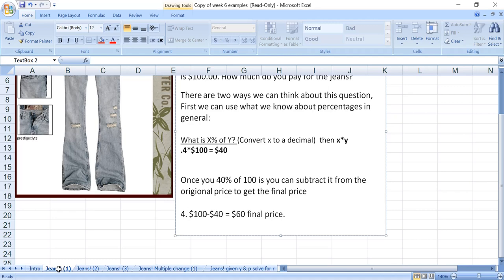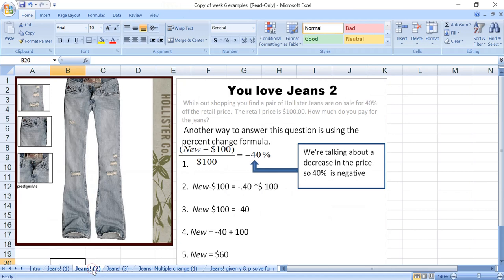But we could think about this in terms of percentage change, right? So we have some new value, some new cost of jeans. We don't know what that is. But we know the old value is $100, and we know that it's going to be a 40% decrease. And when it's a decrease, we can think about that as being negative, right? So with this, then we can do some algebra to solve for the new price.